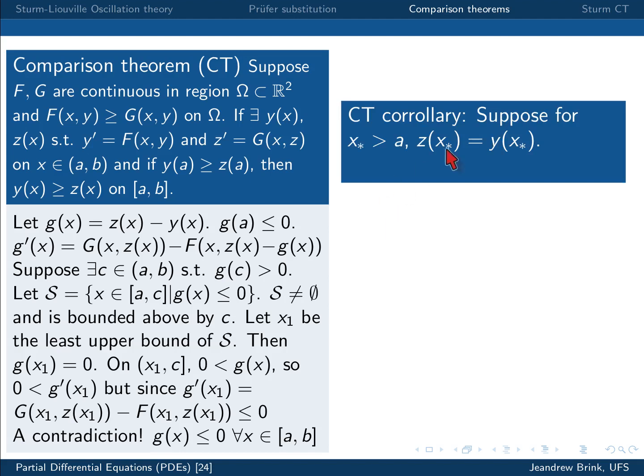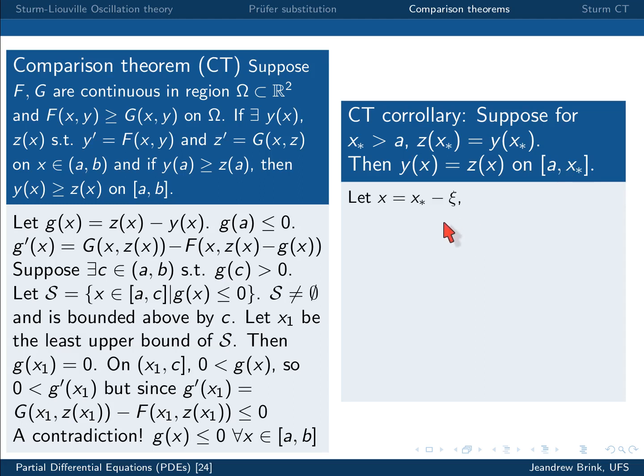Let us say at some point x star in the domain AB, you have the special case where z of x star is equal to y of x star. Then what that implies, retrospectively, is that y of x and z of x are equal to each other not only at x star but in the whole domain to the left of x star, in other words from a to x star. And there's quite a cute proof to the solution.